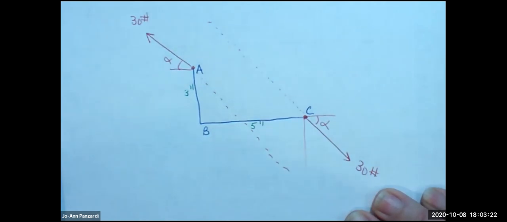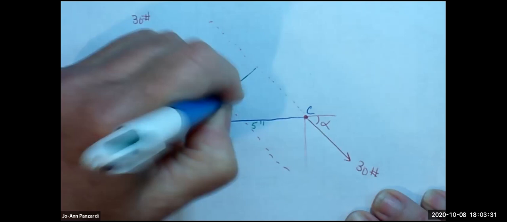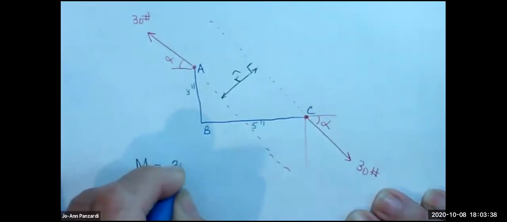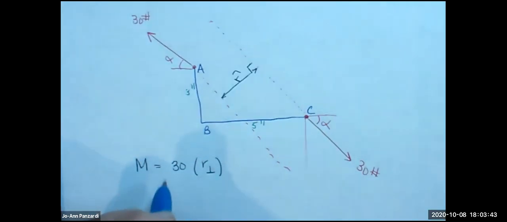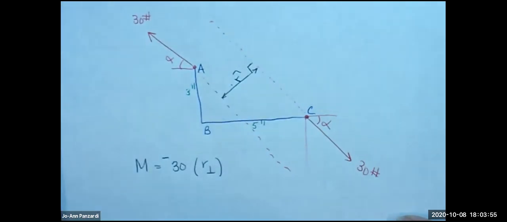Are they couples? Yes. Right, they're equal in magnitude and opposite in direction. So if I had this perpendicular distance here, let's just call it R perpendicular. The moment due to this couple is going to be 30 pounds times whatever that perpendicular distance is. And is it positive or negative? It's going to be negative. Negative.